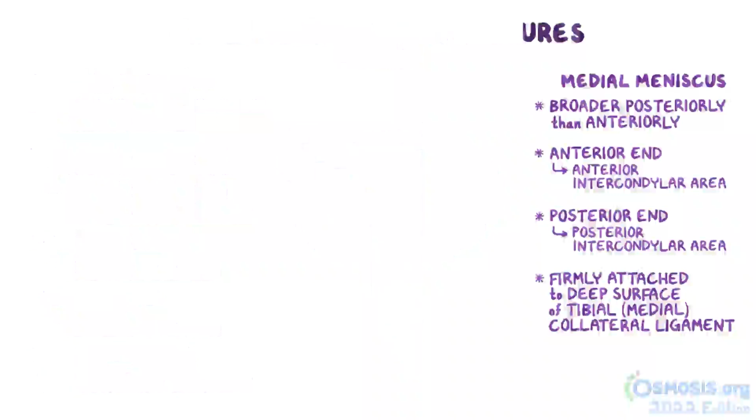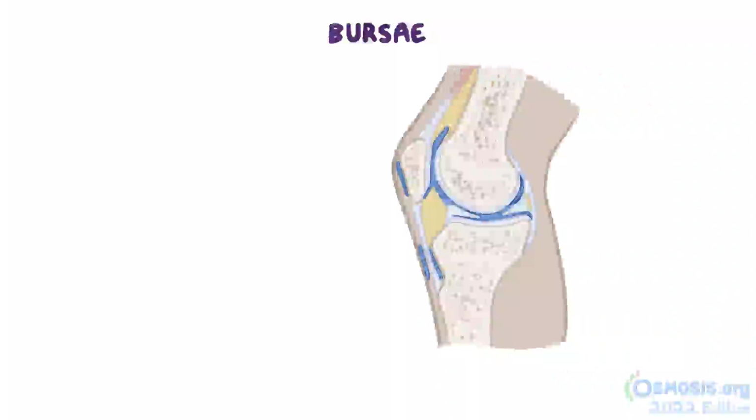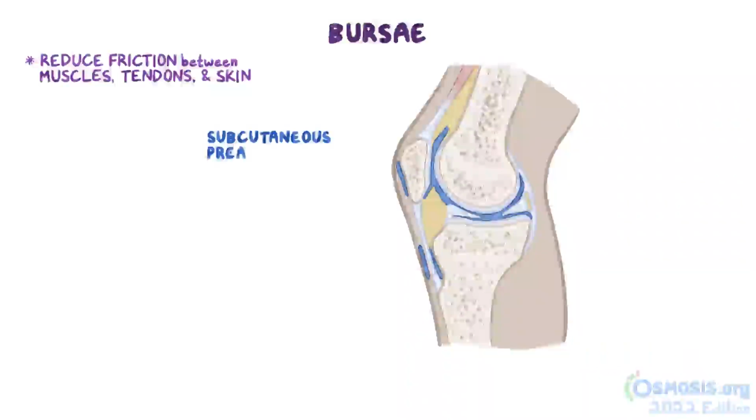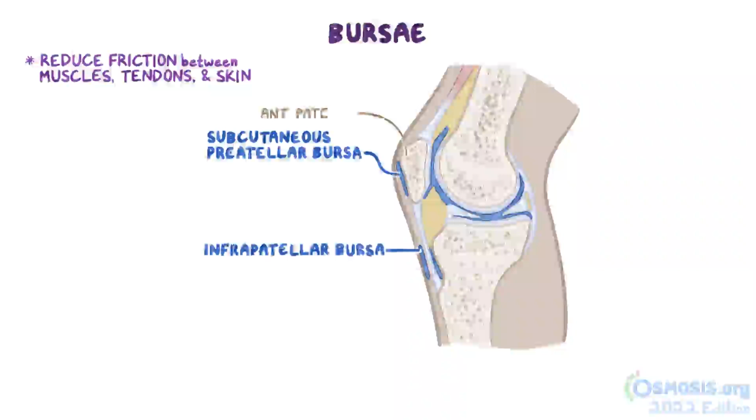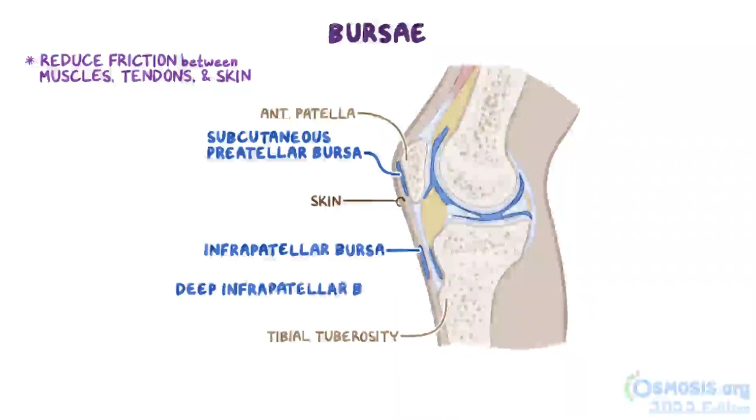Now, although we'd love to spare you the details, there are also about 12 bursae around the knee, which are fluid-filled structures that help reduce friction between muscles, tendons, and skin during movement. The most important ones are the subcutaneous prepatellar bursa and infrapatellar bursa, which are located between the anterior patella and the skin and tibial tuberosity respectively, and the deep infrapatellar bursa, which is located between the anterior surface of the tibia and the patellar ligament.